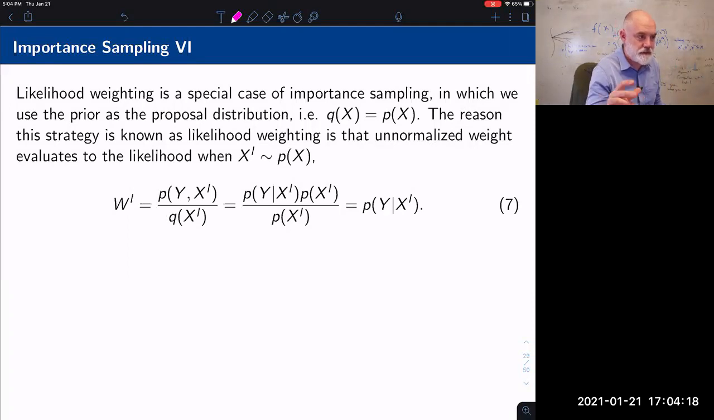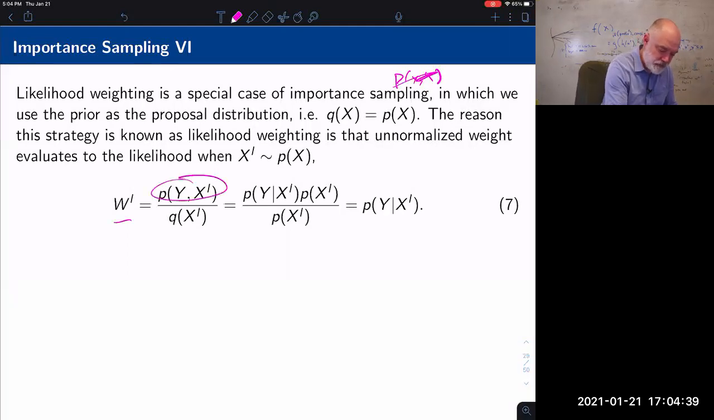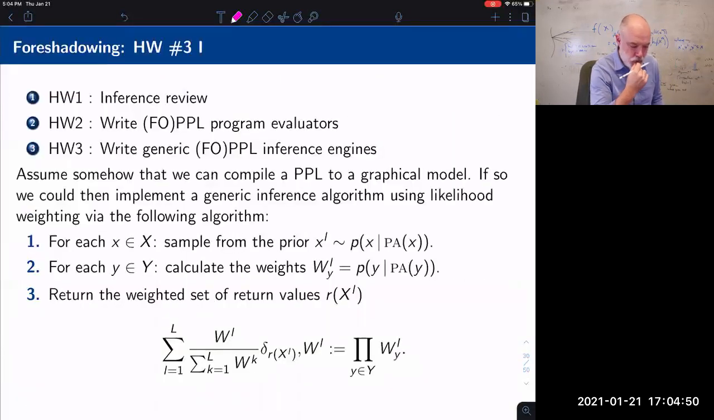So the nice thing about this is there's a similar kind of rejection sampling thing going on. Likelihood weighting is a special case of importance sampling in which we use the prior as a proposal distribution. So this is Q of X is P of X versus P of X,Y, or something like that. The reason that this strategy is known as likelihood weighting is that the unnormalized weight evaluates to the likelihood. If we choose Q to be the prior, then these terms cancel and what you're left with is the likelihood. Okay, cool. So this is foreshadowing homework number 3, actually.